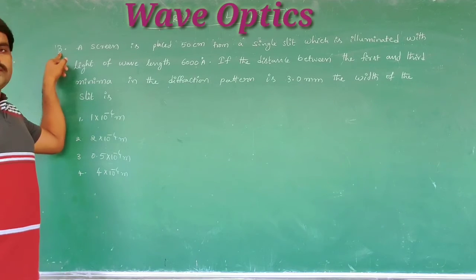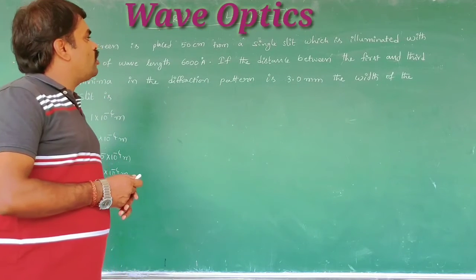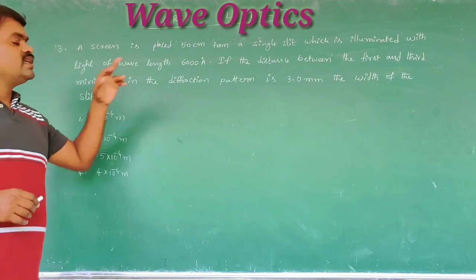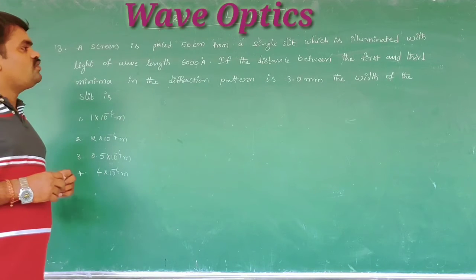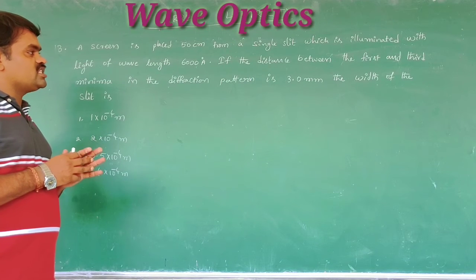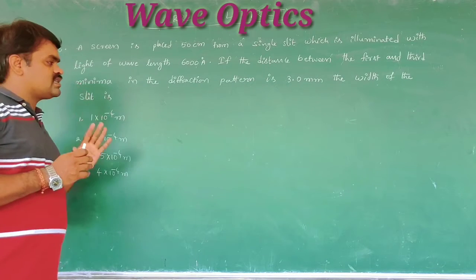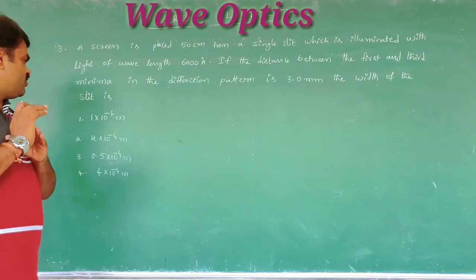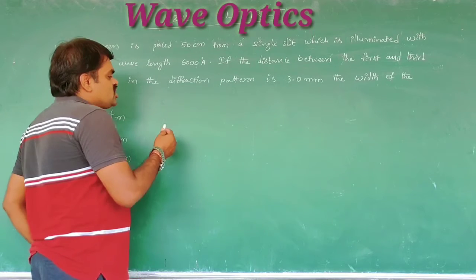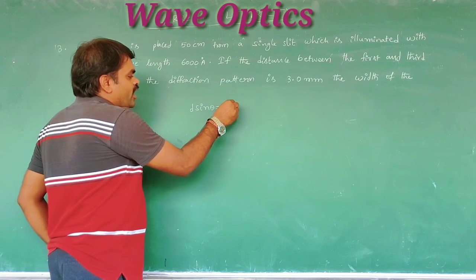Now going to the third problem. A screen is placed 50 centimeter from the single slit, which is illuminated with light of wavelength 6000 angstrom. If the distance between first and third minima in the diffraction pattern is 3.0 mm, the width of the slit is? Now this is also finding the slit width, but they gave minima. The condition for minima is d sin theta is equal to n lambda.